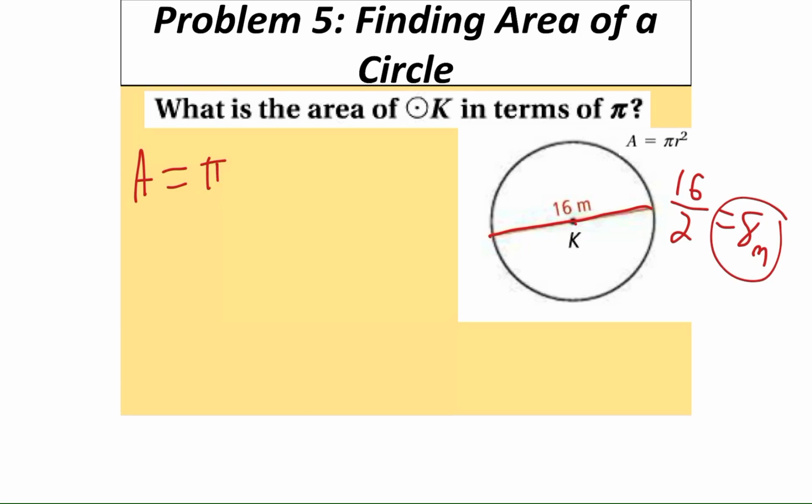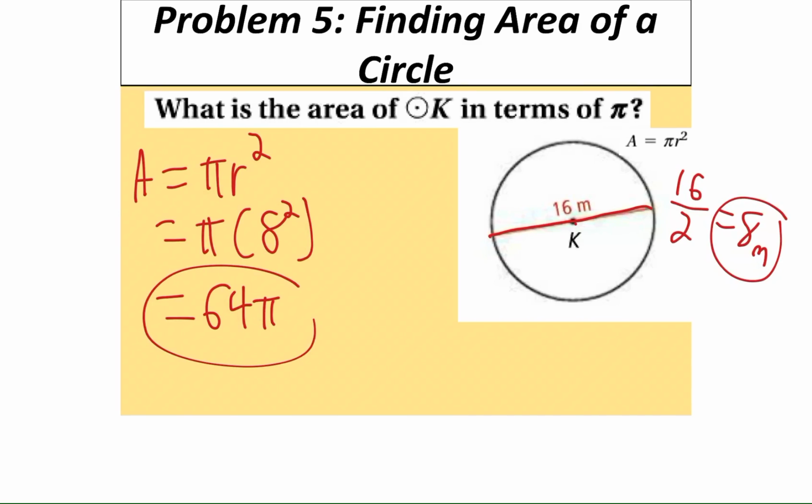So the area of a circle, again, is pi r squared, or pi times 8 squared. 8 squared is 64. So in terms of pi, the area of this circle is 64 pi. Since they asked us to leave it in terms of pi, we don't have to multiply it out. That would be all we have to do.